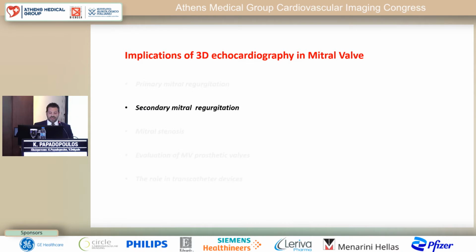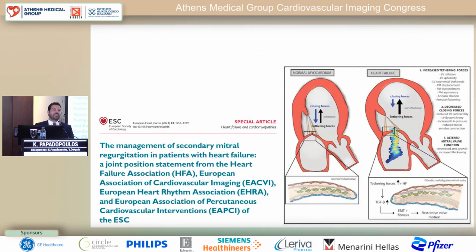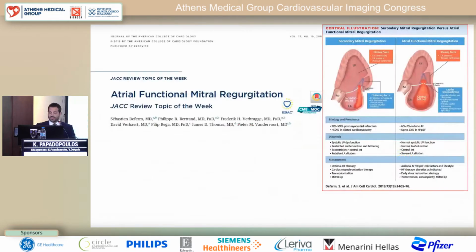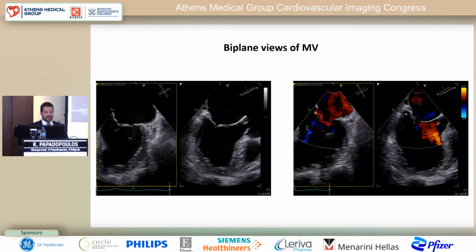In secondary mitral regurgitation, we have to remember that this is not a problem of the valve. It comes either from the left ventricle with segmental or global remodeling, displacement of the papillary muscles, and tethering of the leaflets towards the apex. It can come also from dilatation of the left atrium, enlargement of the mitral annulus, and a large central jet, which is called atrial functional mitral regurgitation.